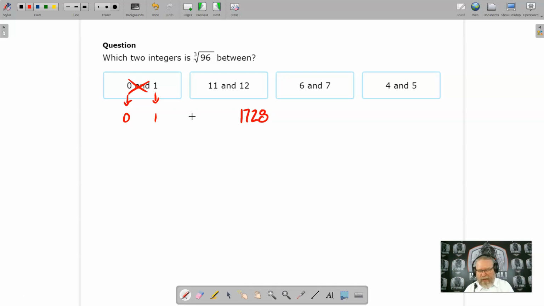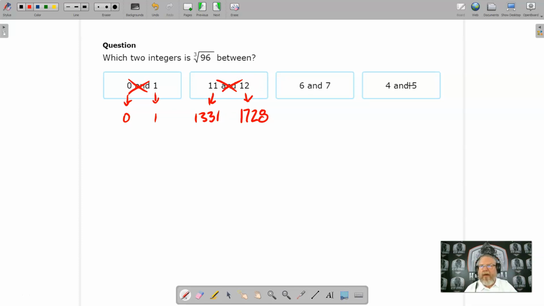Let's try 11 times 11 times 11. And that's going to give me 1,331. So this is just kind of a rough way of working around it. If I multiply these numbers each time, does 96 fall in between here? No, it doesn't. These numbers look like they're going to be much too high. So 6 and 7 might be as well.